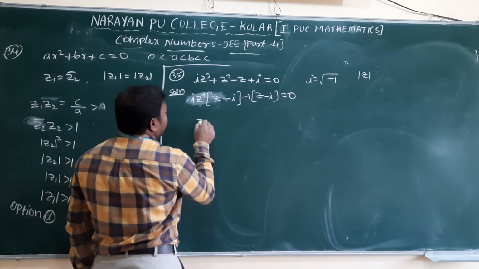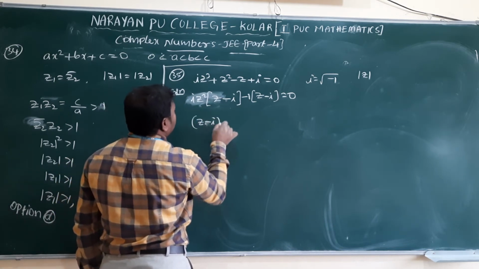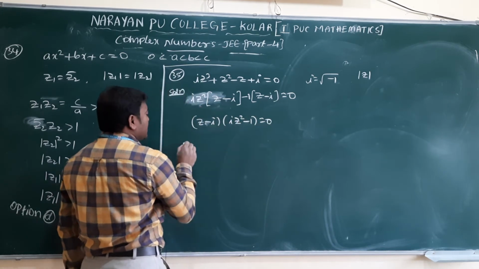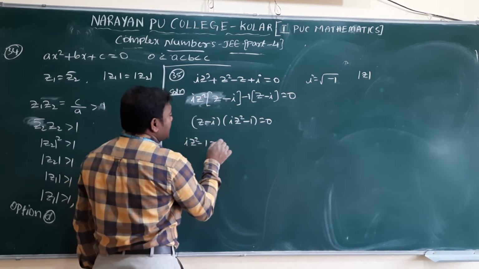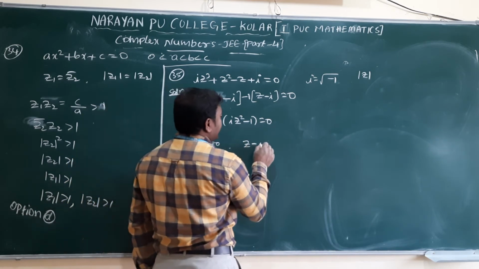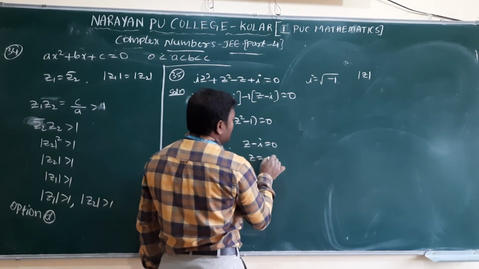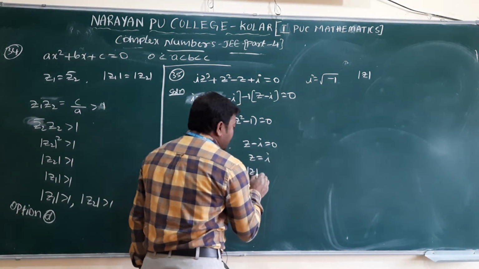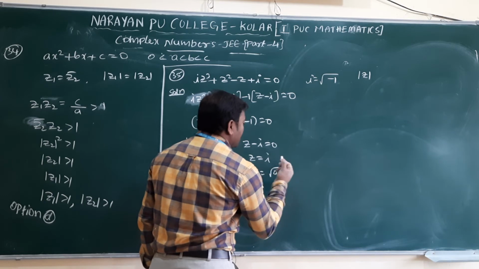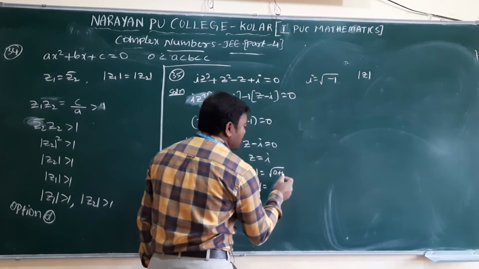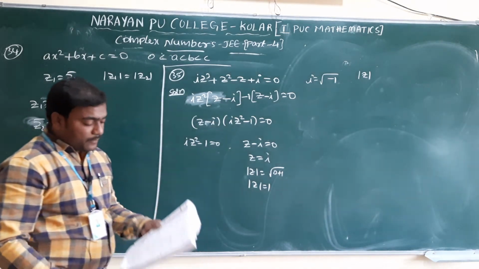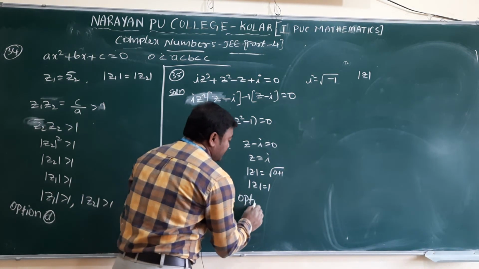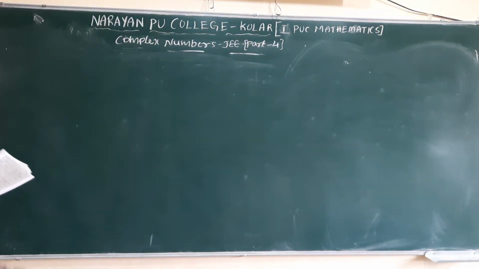Now z minus i into i z square minus 1 is equal to 0. So i z square minus 1 is equal to 0, but z minus i is equal to 0, so z is equal to i. We have to find modulus of z, which is square root of 0 plus 1 square, that is square root of 1, equal to 1. So modulus of z is equal to 1. Option A is the correct option.